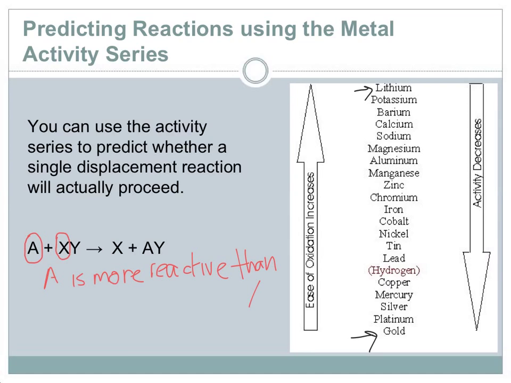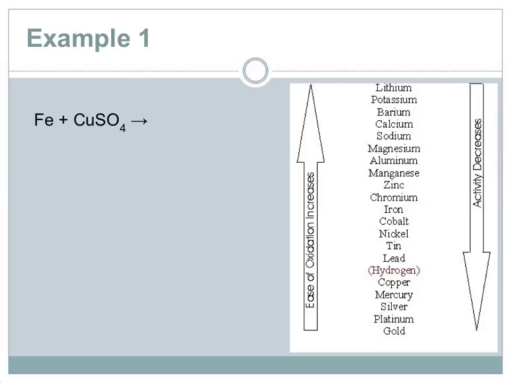That means that if A is above X in the activity series, then you will have a single displacement reaction occurring. If it falls below X on the activity series, no single displacement reaction will occur, and so we would write no reaction as the products. We're going to take a look then at two examples.